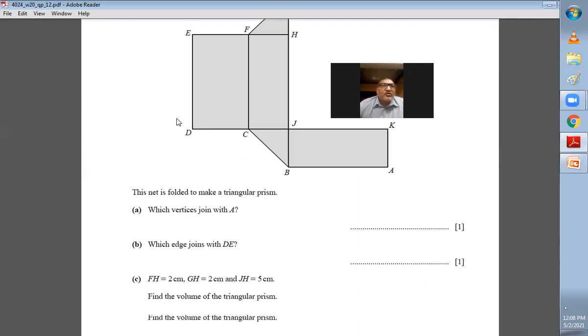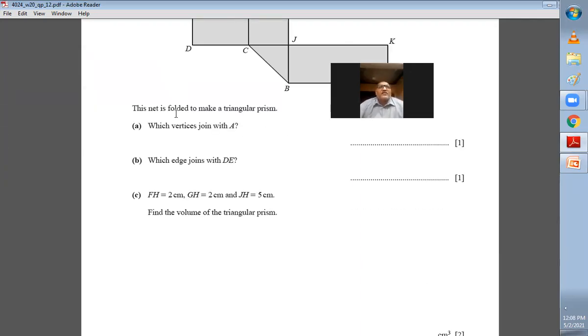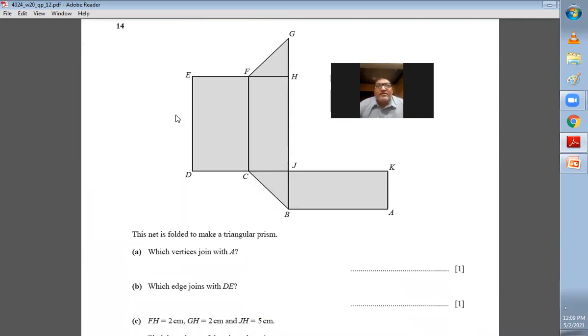The next question is, he says, the FH value is 2 cm, GH value is 2 cm, and the GH value is 5 cm. Find the volume of the triangular prism. If you want to find out the volume of a prism, the methodology is very simple. You find the area of the base. This triangle will be its base. You just find its area, and you multiply it with the height of the prism. Height of the prism means the distance between the bases of that prism.